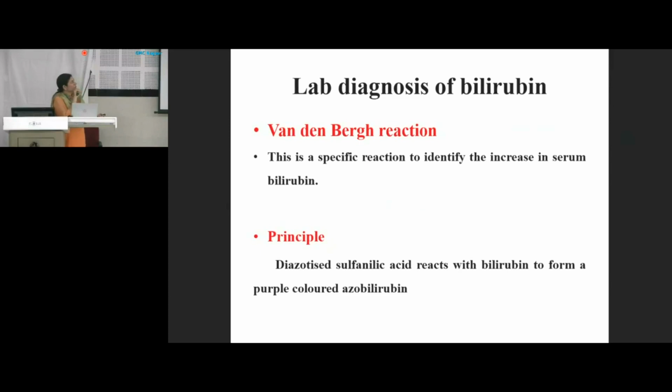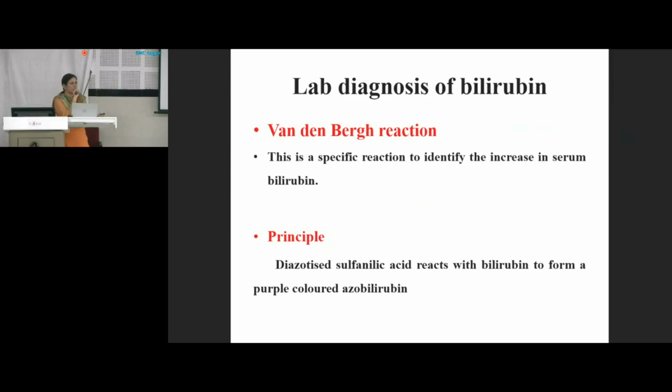So, lab diagnosis of the bilirubin, Van den Bergh's test, already shown that in hemolytic type of jaundice, it is indirect positive. In hepatic jaundice, it is biphasic, while in obstructive jaundice, it is direct positive. So what is that? It is a specific reaction to identify increase in serum bilirubin. Principle, it is diazotized sulfanilic acid when reacts with the bilirubin to form purple colored azobilirubin. And so if the bilirubin reacts directly, this is given by the conjugated bilirubin. So in conjugated hyperbilirubinemia, Van den Bergh's test is direct positive.